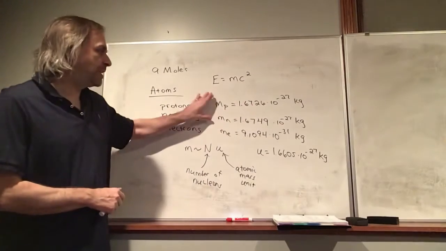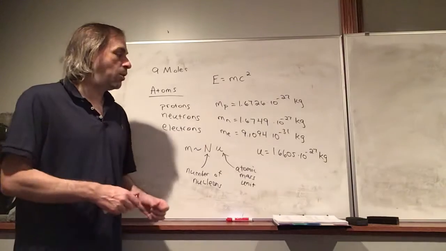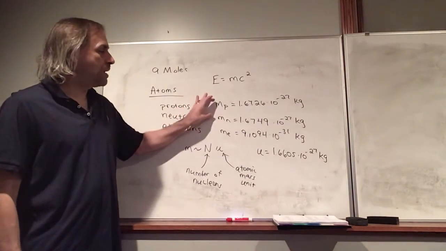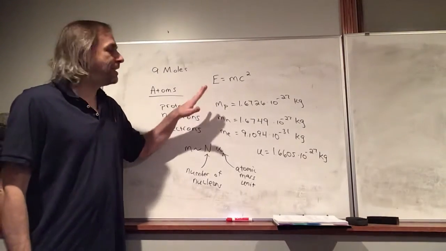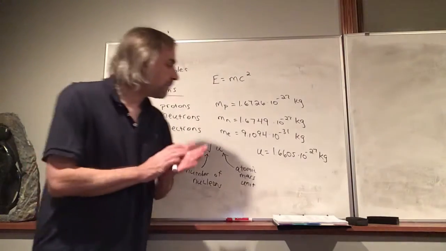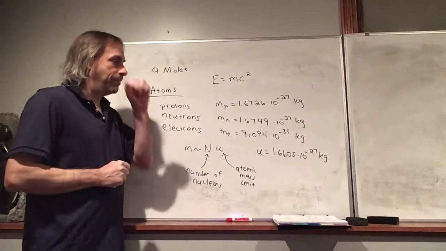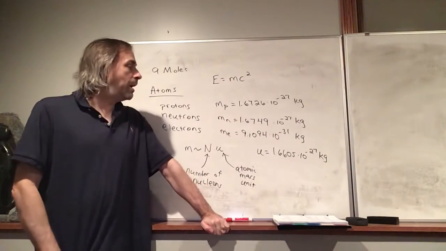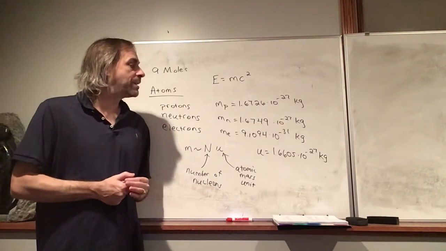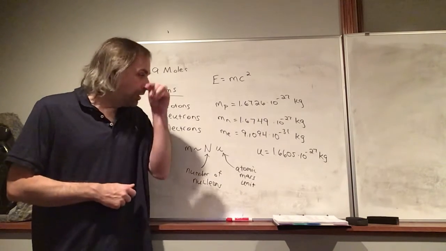And so there's a discrepancy between the mass of a proton, the mass of a neutron, and an atomic mass unit. The reason is that these are free particles, like the mass of a proton, which is just an isolated proton by itself. But when you look in the nucleus of an atom, there are forces involved. There's energy involved in the nucleus of an atom that has to be taken into account.